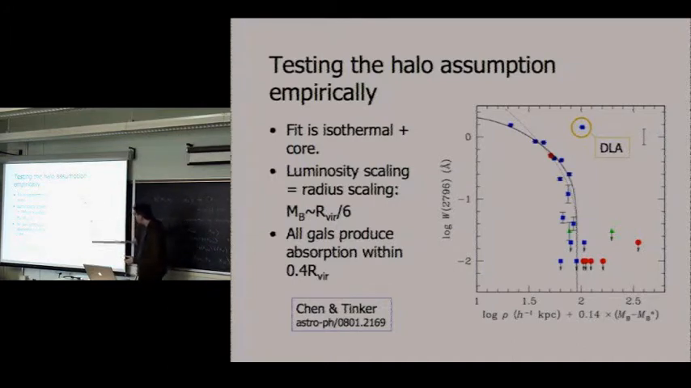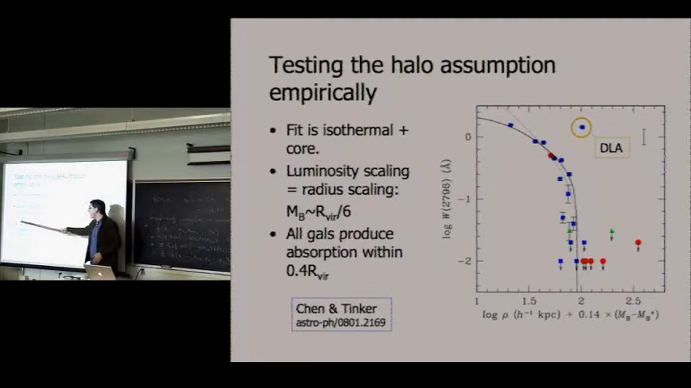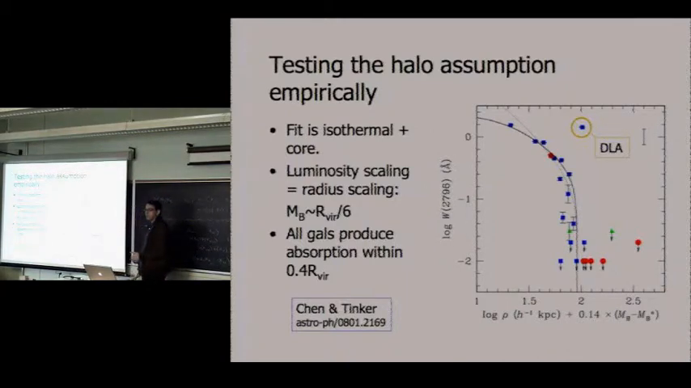And you have this hard cutoff at about 100 kiloparsecs, or about 40% of the virial radius, beyond which you find no absorption. This scaling here of 0.14 times the magnitude of the galaxy relative to M star is essentially the same as scaling by halo radius, because the luminosity of a galaxy basically scales as the virial radius to the 1/6 power. And that result comes from halo occupation modeling. So it's the same as scaling this axis by the virial radius of the halo.